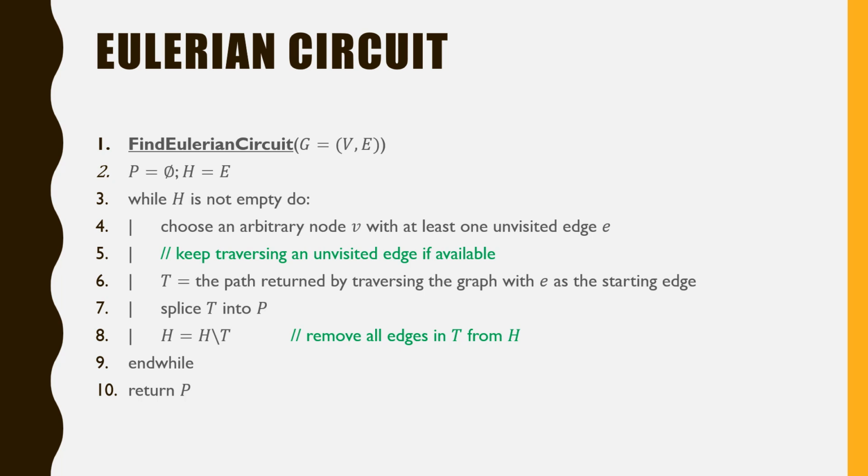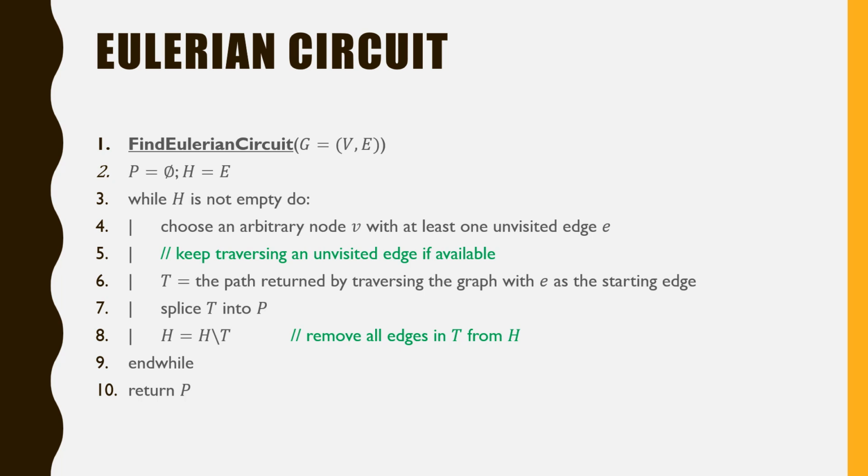We can now derive an algorithm for finding a Eulerian circuit directly from the proof of proposition 2. The pseudocode for this algorithm is summarized below. In line 2, we initialize the partial Eulerian circuit P as an empty set and place all edges into the unvisited edge set H. In line 3, we use a while loop to iteratively traverse the graph until all edges have been visited.